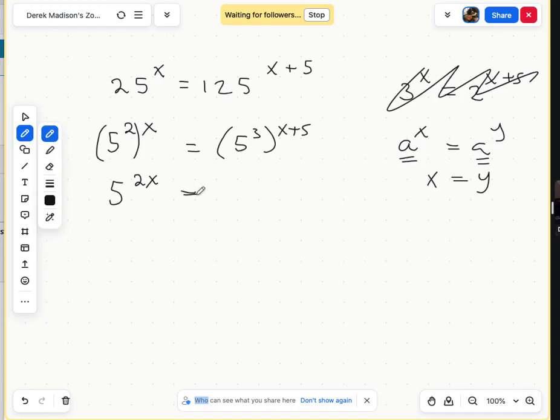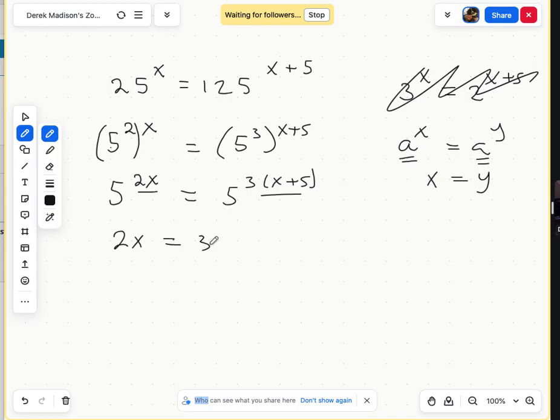And usually when I did this in the video, I probably wrote it as 5 cubed to the x plus 5, but this is just to show the common base. That's how I would usually go with it though. So now I have 5 to the 2x equals 5 raised to the third times that x plus 5, which means I can just equate the exponents together.